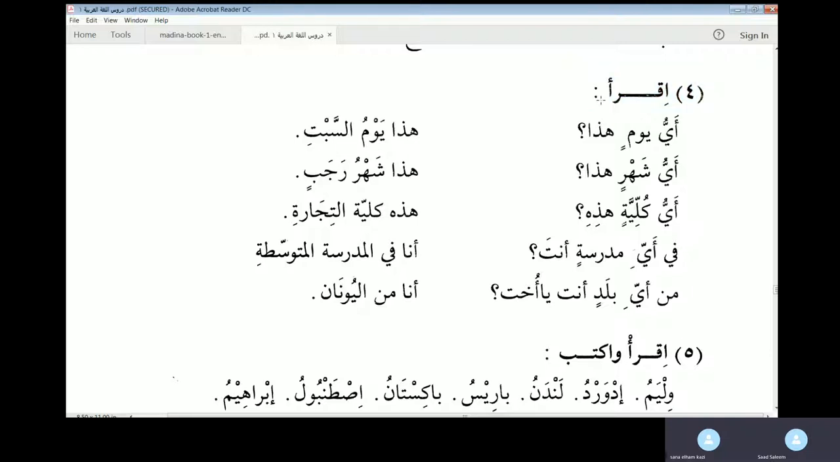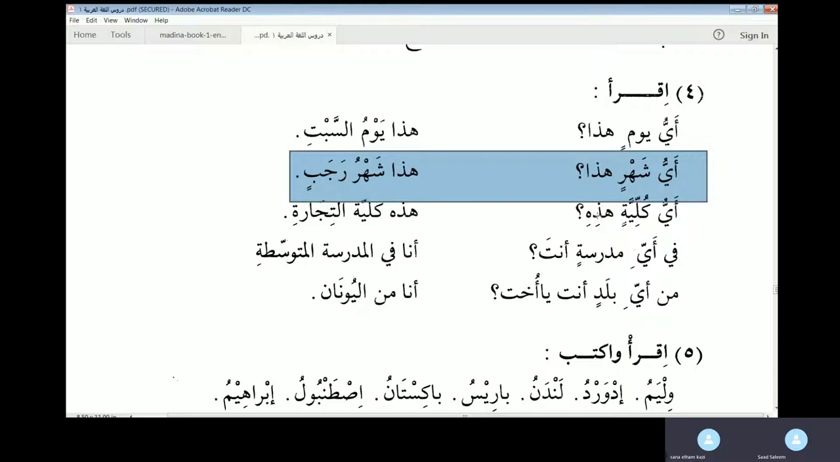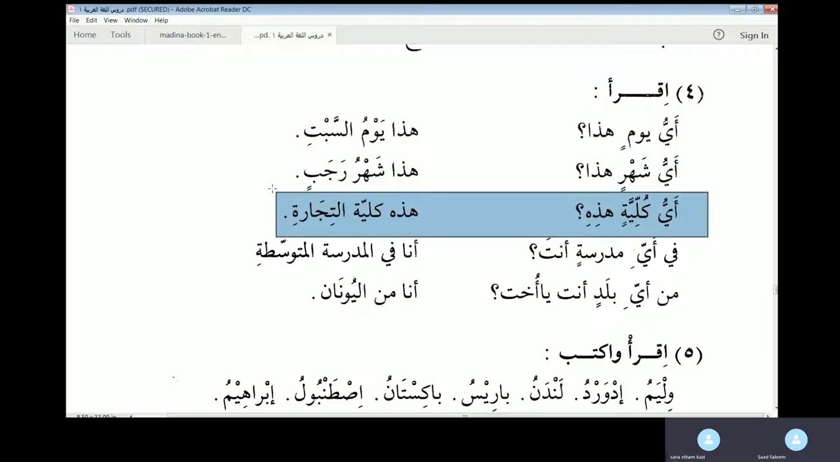Ayyu yawmin hadha, what day is this? Hadha yawmu sabtin. This is Saturday. Ayyu shahrin hadha, what month is this? Hadha shahru rajabin. This month is Rajab. Ayyu kulliyyatin hadhihi, which faculty is this? Hadhihi kulliyyatu at-tijarah. This is the faculty of commerce.